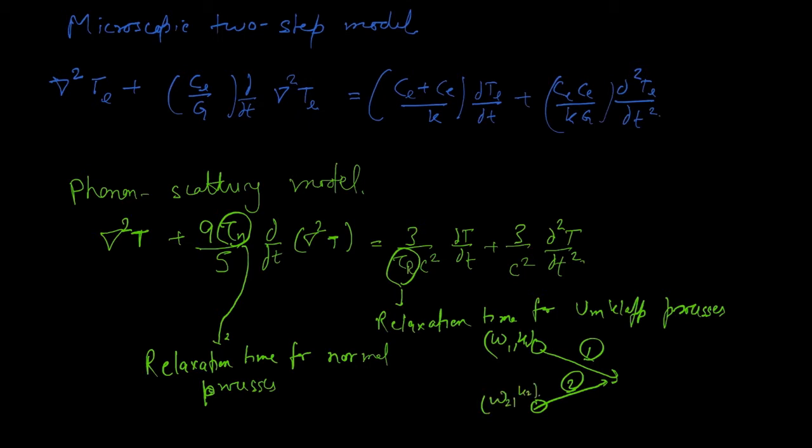Once they hit each other or collide with each other, they could give rise to a third phonon, which is of energy omega 3 and k3. Of course, in this scattering event, the energy and momentum have to be conserved. So if you conserve energy and momentum, h bar omega is energy, where omega is the frequency. So h bar omega 3 equals h bar omega 1 plus h bar omega 2.